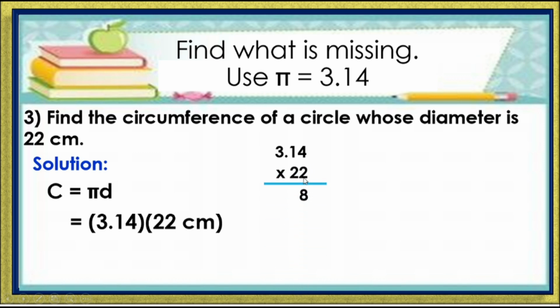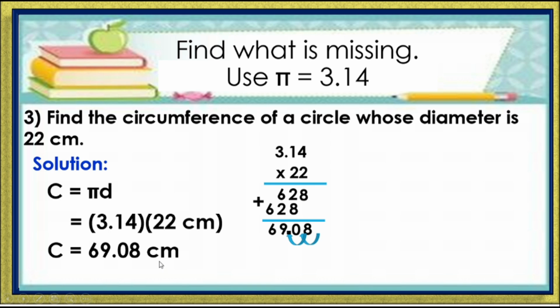So 2 times 4, the answer is 8. 2 times 1 is 2. 2 times 3 is 6. And 2 times 4 is 8. 2 times 1 is 2. 2 times 3 is 6. Then added all together, we have 8. Then regroup 1. 1 plus 6 plus 2 is 9. Then bring down 6. Then count the number of decimal places in the multiplicand and the multiplier. We have 2. We have to move 2 places to the left. We have 1, 2. Then write the decimal point. Then the value of the circumference is 69.08 centimeters.